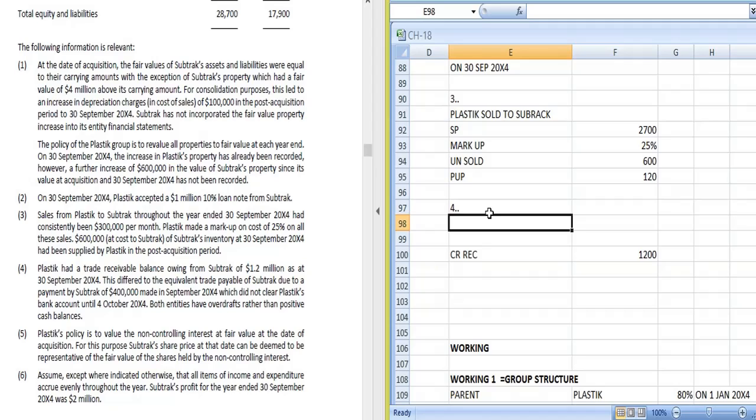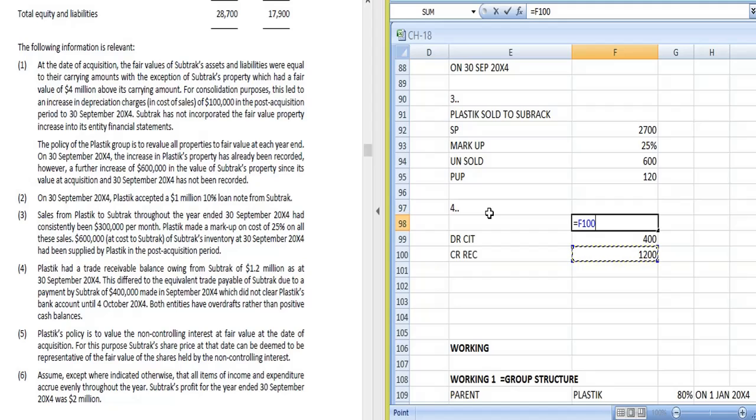This refers to the equivalent trade payable of subtract due to the payment by subtract of 400,000 made in September 2004, which did not clear plastic bank account. So it means the subtract had made payment, but plastic has not received or not recorded it, we can say. So we will assume it has been received for the consolidated. So I will write in shortcut CIT, which means cash in transit, debit, and the amount is 400. So the difference between these two is your payable amount. So debit payables to get it cancelled out.